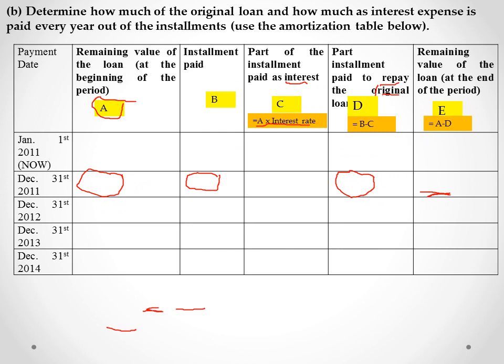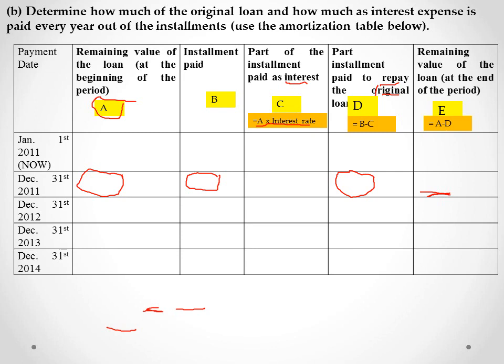Now we need to determine how much of the original loan and how much as an interest expense is paid every year out of the installments. And we will use the amortization table given below in order to determine this requirement. So now, as illustrated in the previous slide, Rhonda borrowed $25,000. This is the amount of the original loan, and she will pay installments equal to a certain amount that's given in the previous slide. So we need to know each year, out of the installment that Rhonda will pay, how much will go to repay the loan and how much will go to repay the interest. So we need to construct this table.